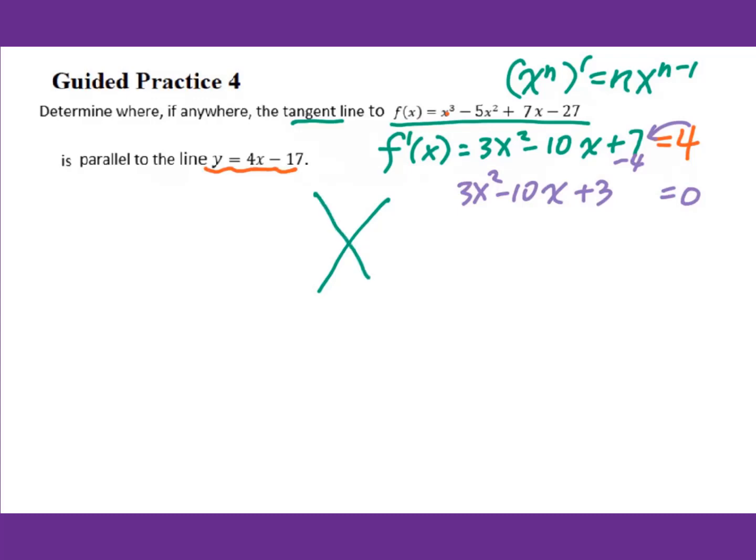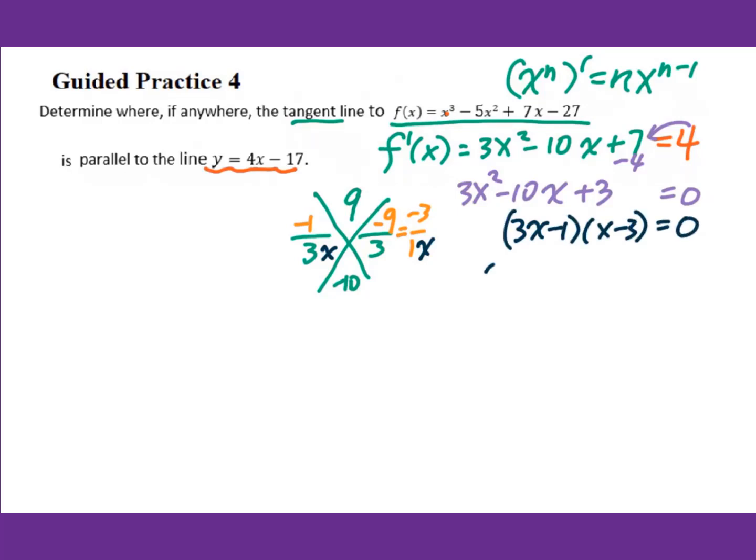You will do the ninja x to figure out the roots by factoring. 9, 3, 3. Here's -10. You can get -1, -9. Reduce to -3, 1. So I'll put the x here, x here. You will get 3x minus 1 times x minus 3 equal to 0. So x1 equals 1 over 3, x2 equals 3.